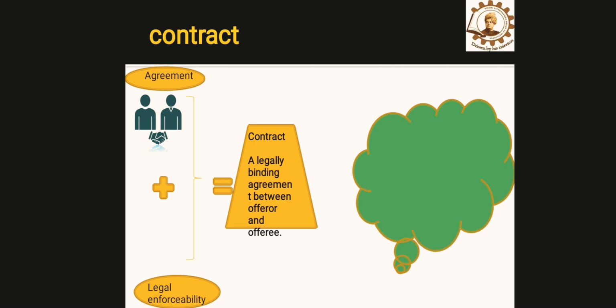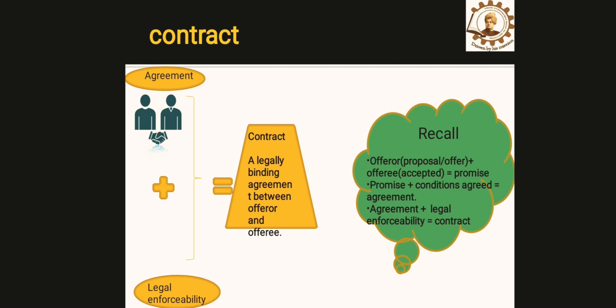Okay, let's recall. The offerer makes the proposal to the offeree. When accepted, the offeree becomes the acceptor. This in turn becomes the promise, and when the promise is settled within the various conditions agreed upon, it becomes an agreement. An agreement with legal enforceability becomes a contract.